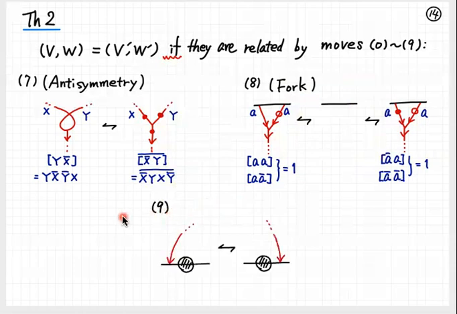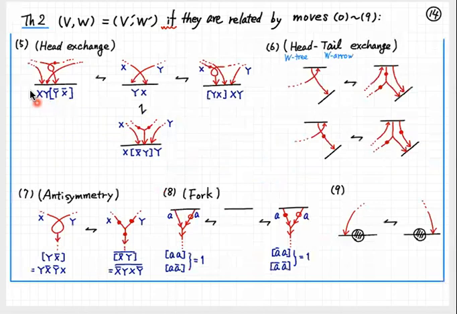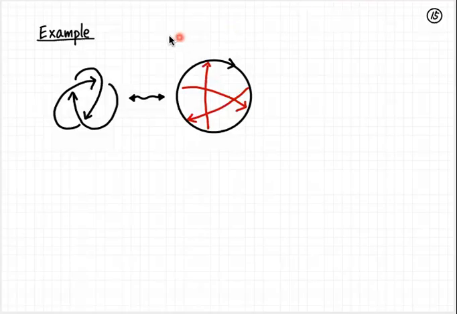Now move 9. Move 9 means the head of a double tree can jump over a local diagram. Okay, this is move 9. So that's all. Here is a summary, moves 5 to 9. Okay. So now by using an example, we'll explain how to apply some moves in the theorem.